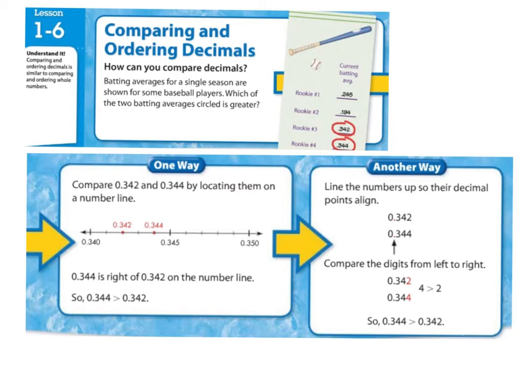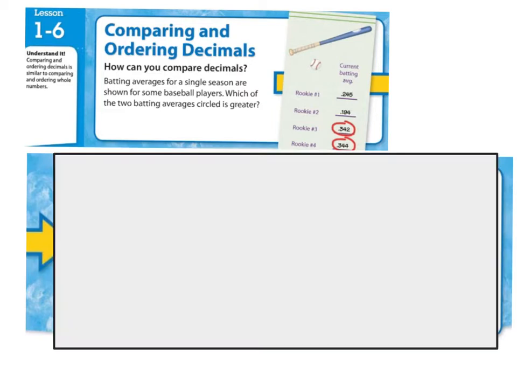All right, you should have just checked your homework, and now we're going into our next lesson, lesson 1.6, comparing and ordering decimals. All right, let's read this right now. How can you compare decimals? Batting averages for a single season are shown for some baseball players. Which of the two batting averages circled is greater?